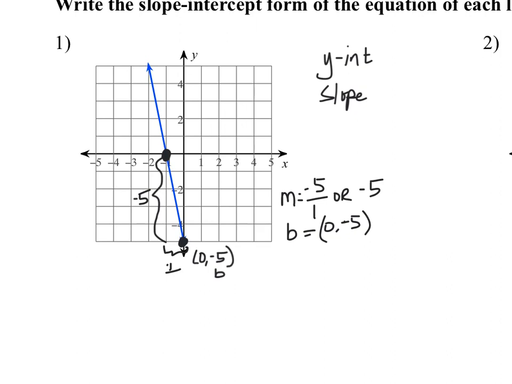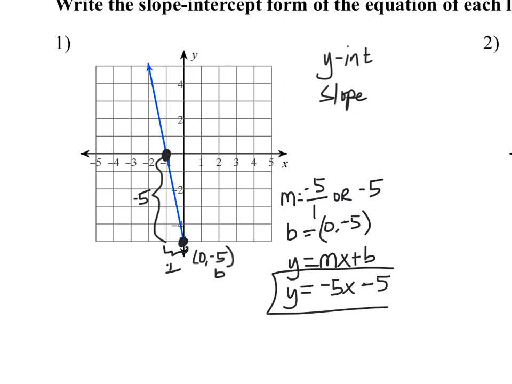So when I plug this into y equals mx plus b, y equals m, which is -5, times x, and then -5, because it's negative. This is my equation in slope-intercept form. Now you should be able to complete the problems below, putting an equation, a graph, or certain information into slope-intercept form.